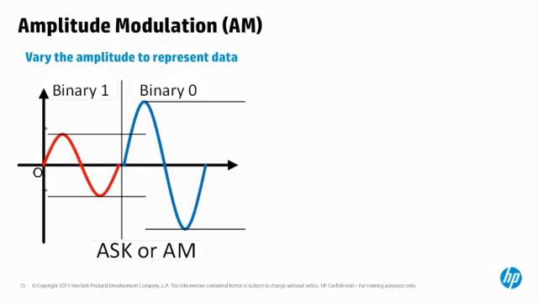Of course, this representation is arbitrary. You could create a standard where a low amplitude is interpreted as a binary 0 and a high amplitude is a 1. As long as everyone uses the same standard, we can use this scheme to represent binary data.